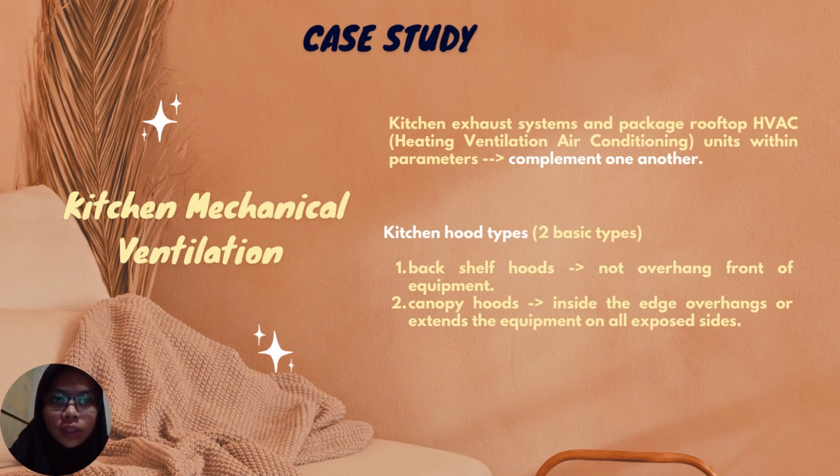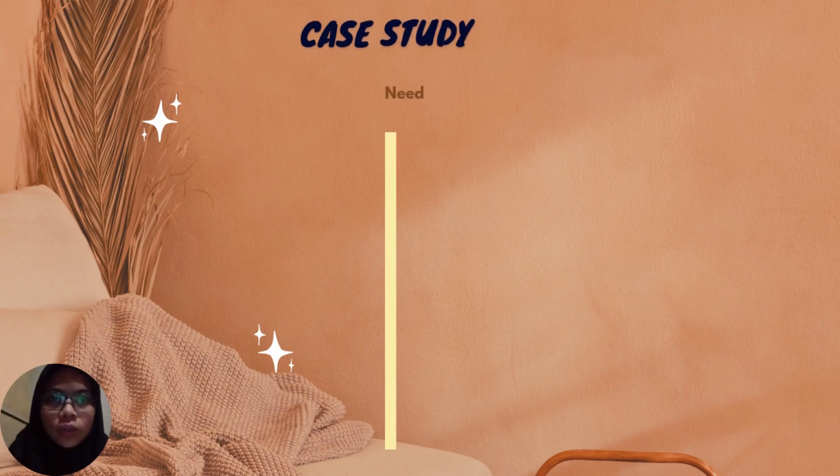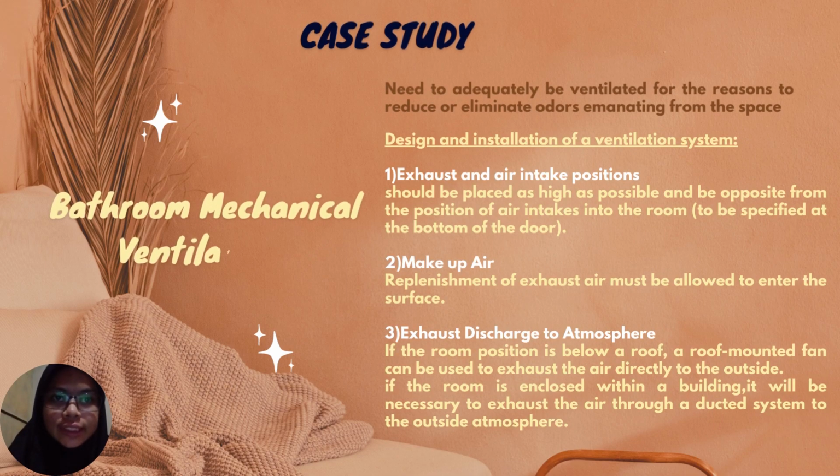Kitchen hoods are categorized by 2 basic types, which are backshelf hoods and canopy hoods. Backshelf hoods do not overhang the front of the equipment and are designed to be mounted behind the equipment, and are widely used in quick service and short order food services. Canopy hoods are designed so that the hood's inside edge overhangs or extends past the equipment on all exposed sides. Bedroom mechanical ventilation system, from the case study: bedrooms need to be adequately ventilated in order to reduce or eliminate odors emanating from the space.